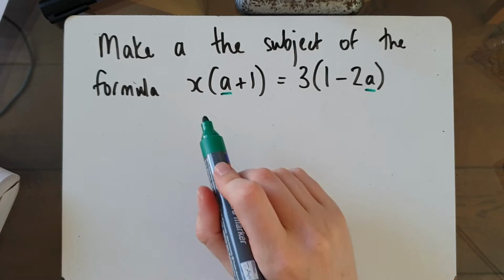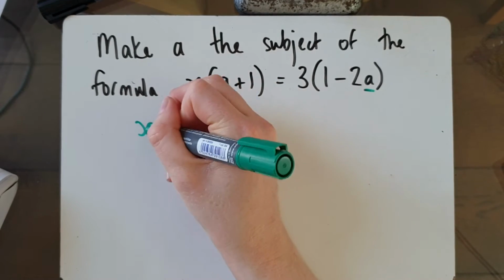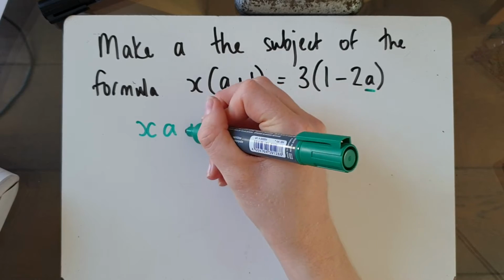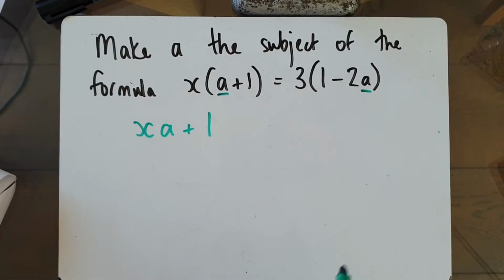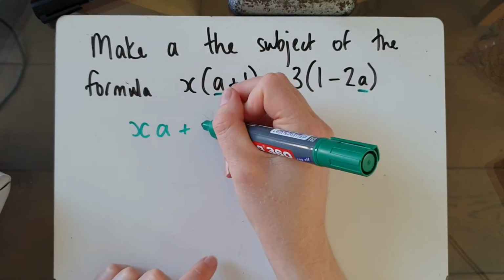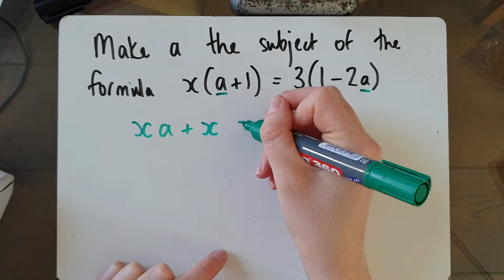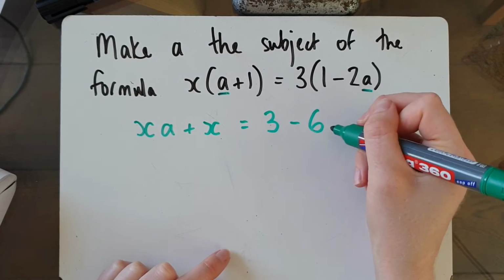So the first thing I'm going to do is multiply out both sets of brackets. And I'm going to do it correctly. So XA plus X equals 3 minus 6A.